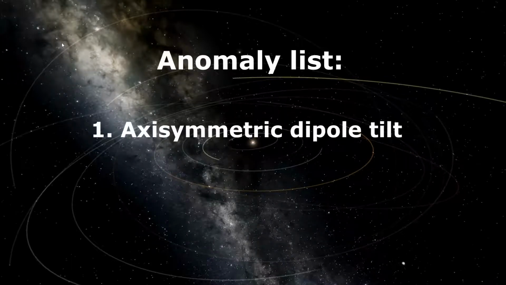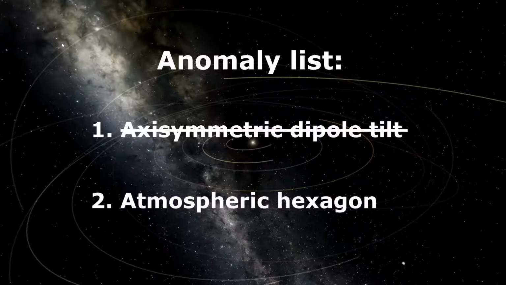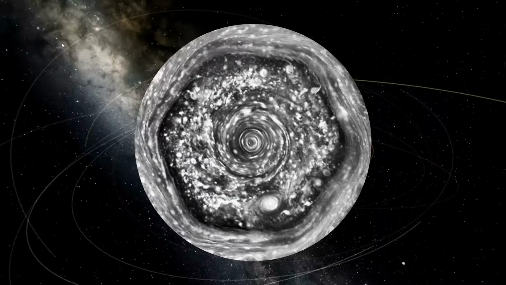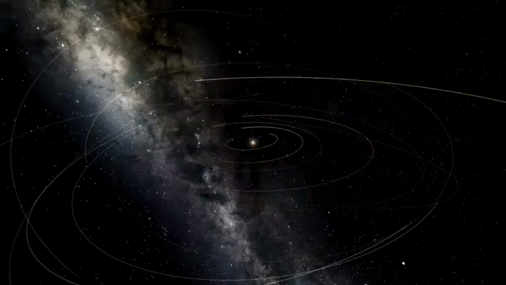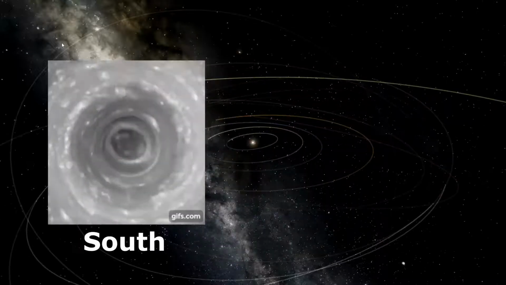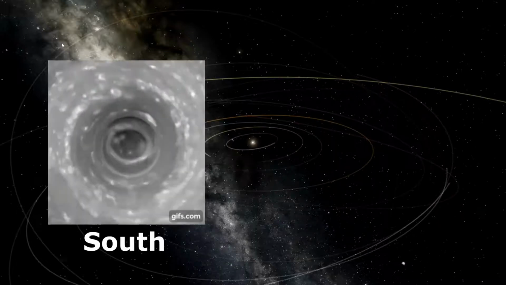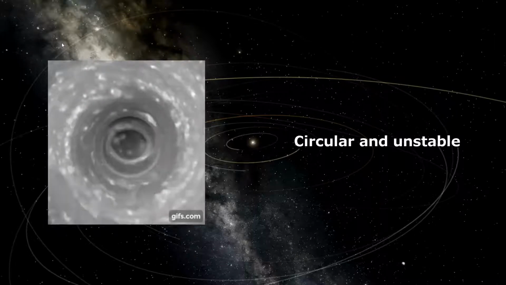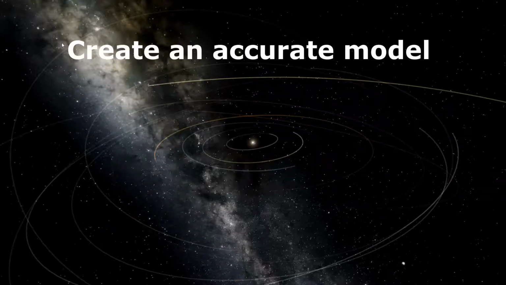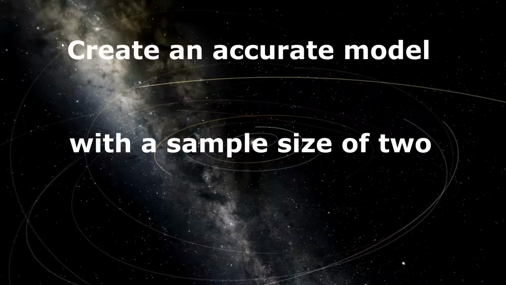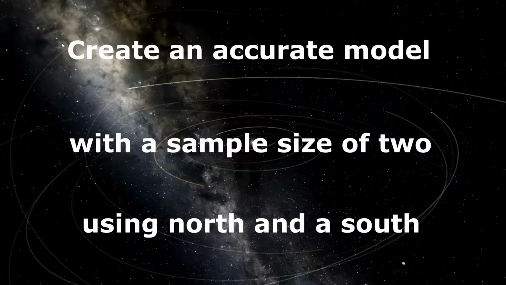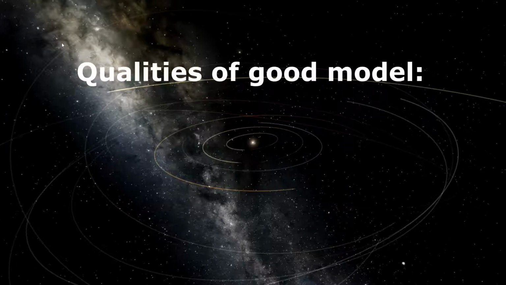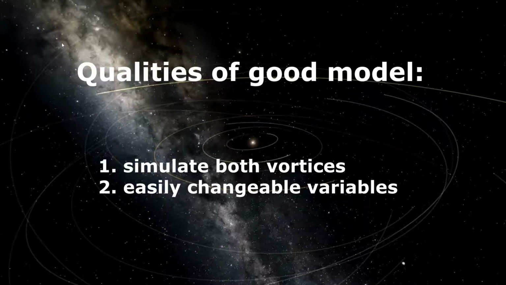Another anomaly on the list is the hexagonal cloud in the northern hemisphere. With the radius of Earth's diameter, this atmospheric wonder manages to be perfectly hexagonal. There is also a southern counterpart which fades in comparison. It is nothing like its northern cousin. It is more circular and unstable. Therefore, we can create an accurate model with a sample size of 2 using a northern and southern vortex. In theory, a good single model can simulate both vortices by changing initial conditions.